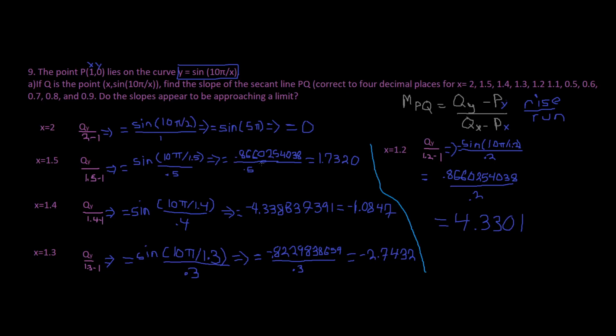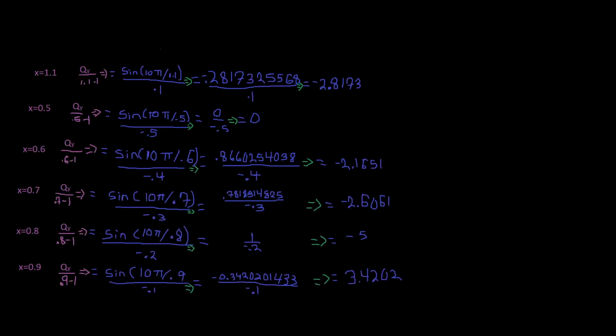And so now we do our computation for the rest of these numbers. The numbers are as follows: 1.7320, 1.0847, negative 2.7432, and 4.3301. Alright, so now we have to do the rest of these. We had 6 more. We have to solve for the rest of these x's.